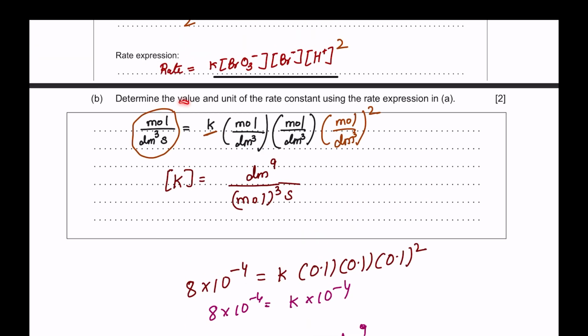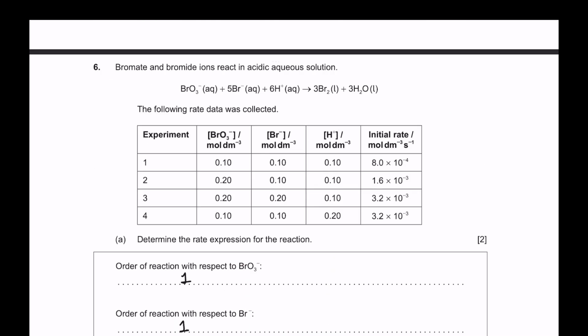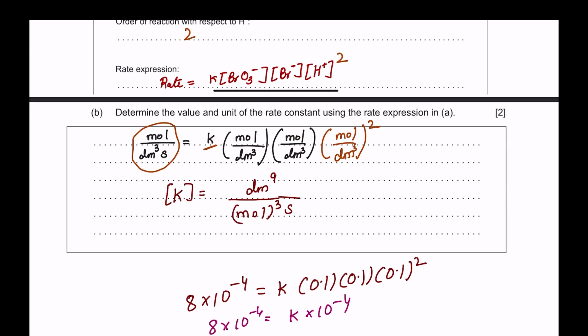Now we have to find the value of K. So let's go to the initial value. We have the Br minus concentration, the BrO3 minus concentration, and the H plus concentration. Just plug them in this equation and find the value of K. This is the initial rate.